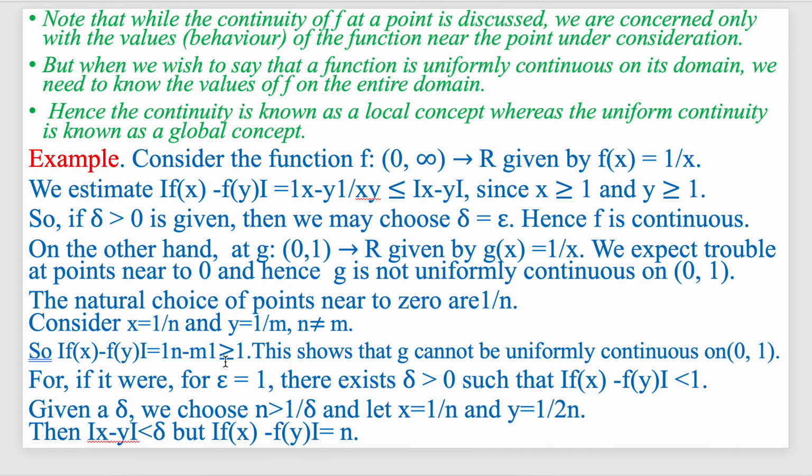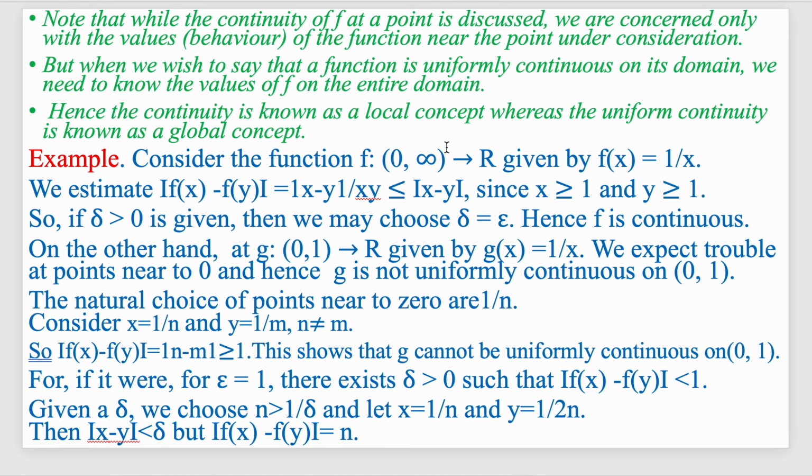So we notice that if the continuity of f at a point is discussed, then we are concerned only with the values of the function near the point under consideration. But when we wish to say that the function is uniformly continuous on its domain, we need to know the value of f on the entire domain. So it means continuity is a local concept, while uniform continuity is a global concept.